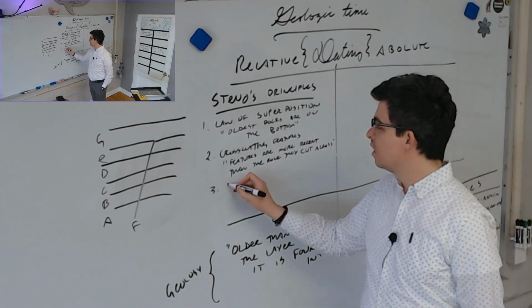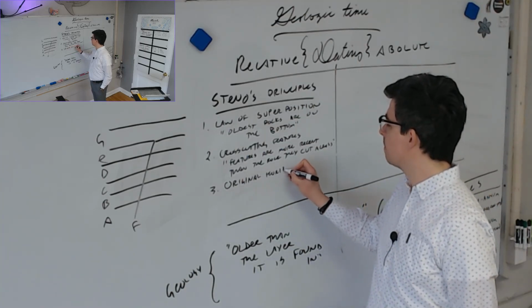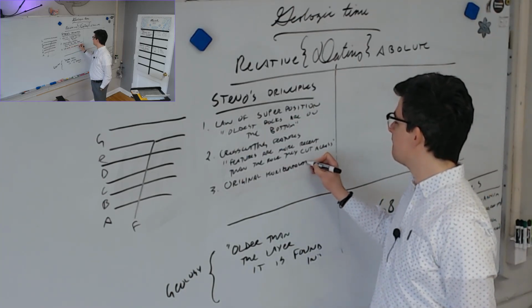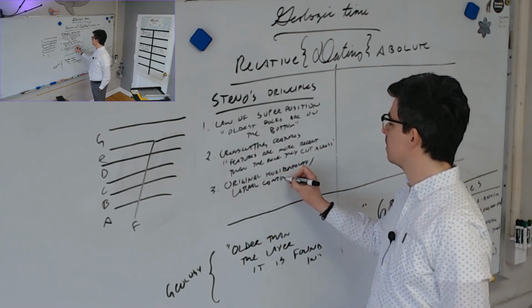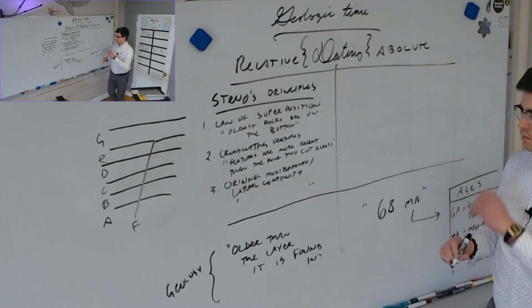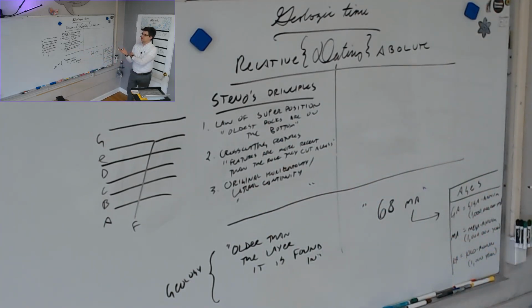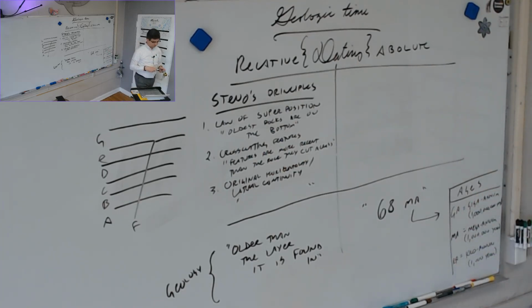Next one we could say, original horizontality and lateral continuity. These are kind of big words, especially for adolescents, which you guys are. What might original horizontality refer to? What's horizontality? Being horizontal, the state of being horizontal.